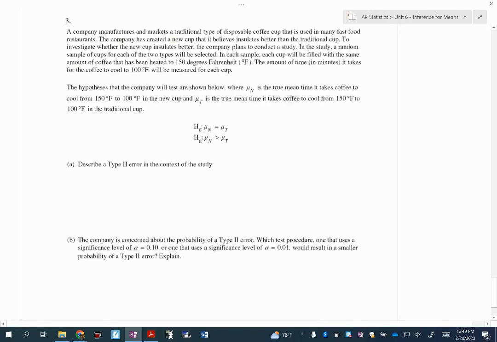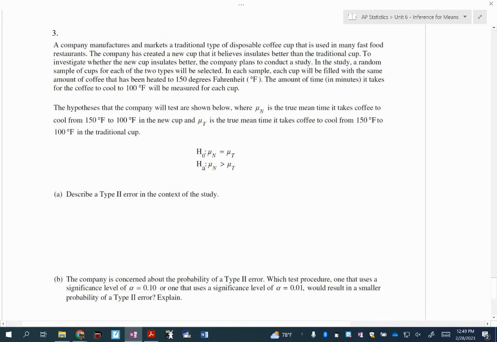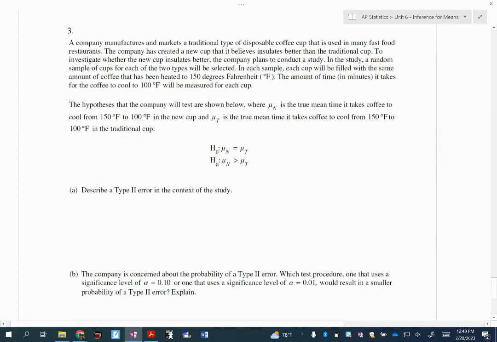Okay, in this one, I'm going to go over the last free response question, number 3. They've set up a two-sample t-test where it looks like they're comparing the average time it takes for two different types of coffee cups to essentially cool. This company is trying to prove that the new design, the new cup, is going to have a higher average time, or longer time, to go from 150 degrees to 100 degrees. So in theory, it should insulate the coffee longer. That's the whole point here.